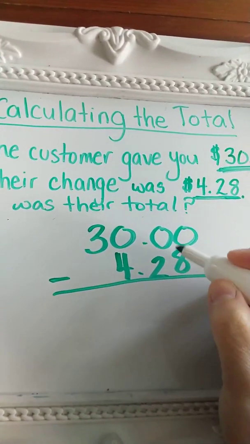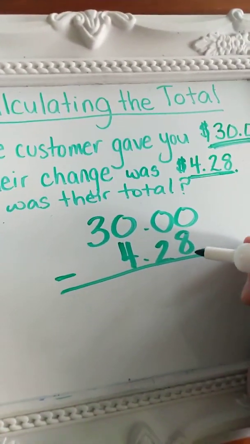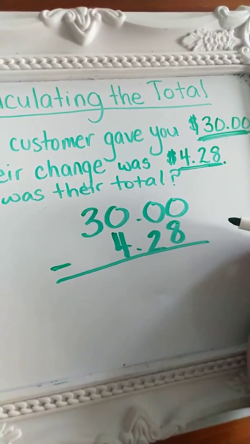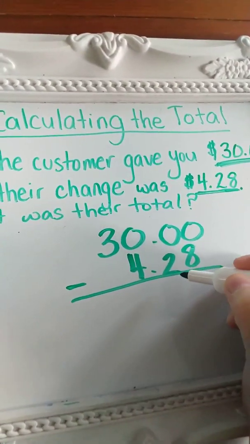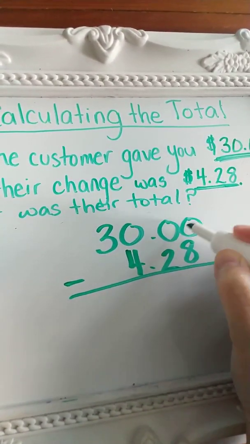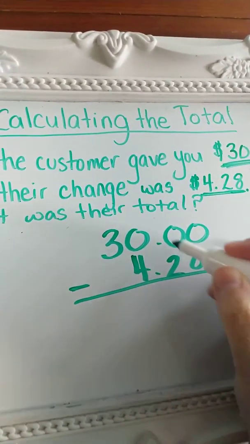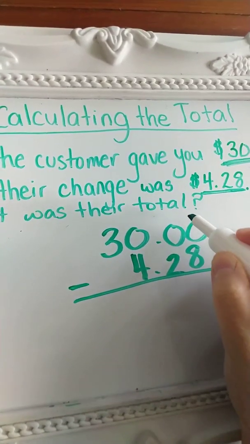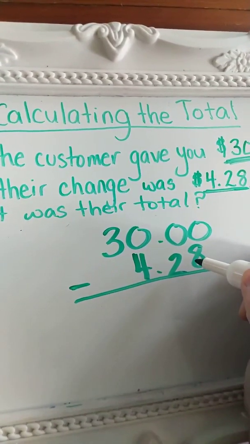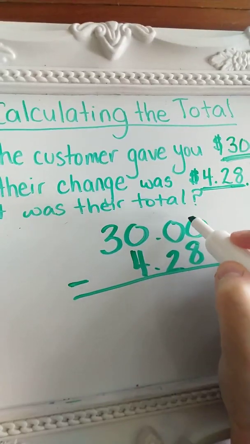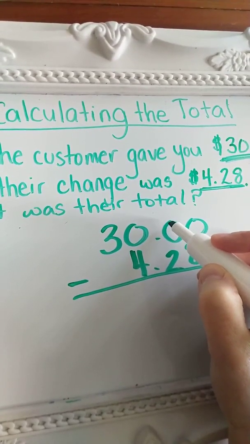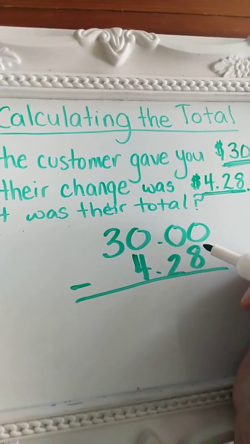Now, to do this, I know a lot of friends were having a little bit of trouble with regrouping, or as we like to call it, borrowing. Because we can't take 28 cents away from nothing. There's zeros here. We can't take that away. So what we need to do is, thinking about our place value, we actually need to borrow or regroup. So I can't take 8 away from 0. So I'm going to go borrow from this number here. But it's another 0. Can't take anything away from it.